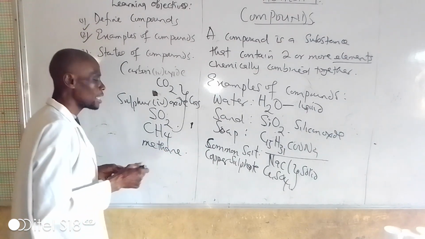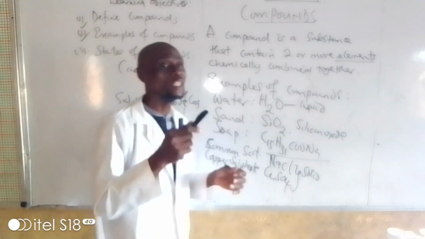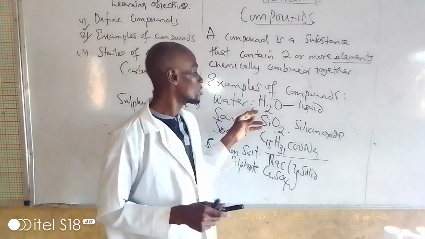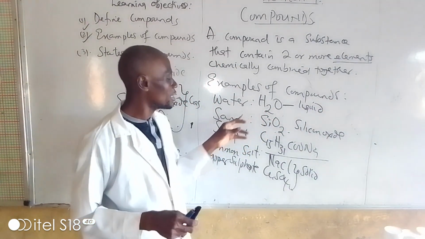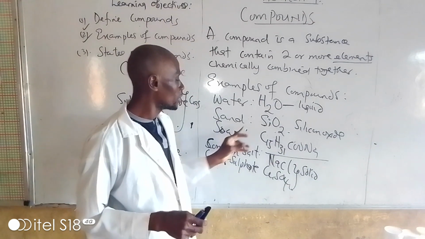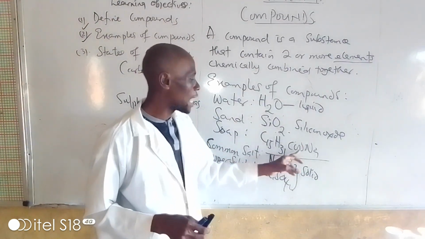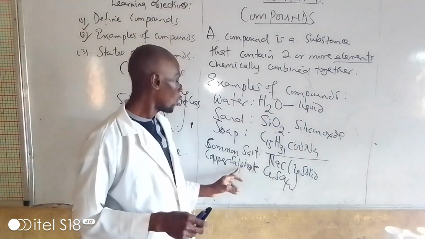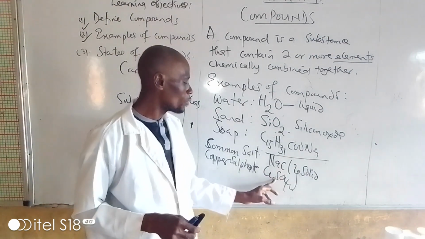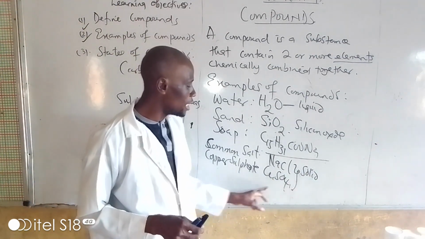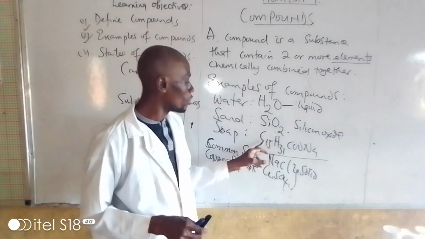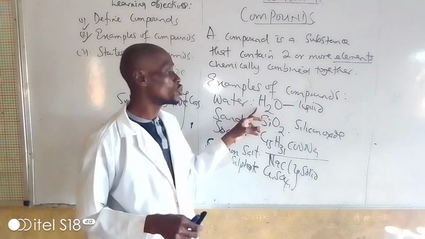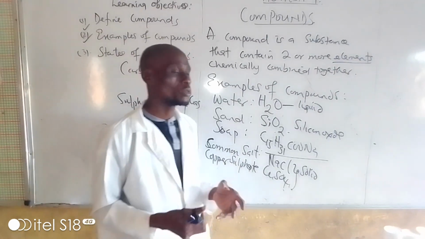So in a nutshell, a compound can be in liquid, solid, or gas form. Why? Water contains hydrogen and oxygen. Sand contains silicon and oxygen. Soap contains carbon, hydrogen, oxygen and sodium. Common salt contains sodium and chlorine. Copper sulfate contains copper, sulfur and oxygen. So this compound contains 3 elements, this one 2 elements, this one 4 elements, and these others 2 elements each.